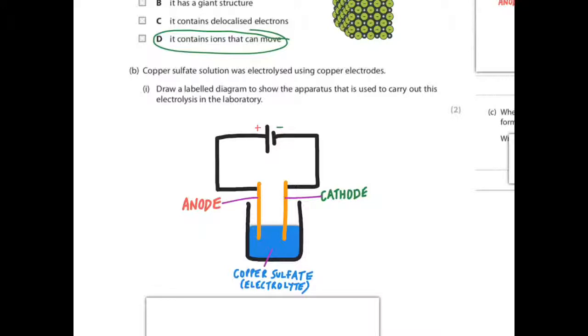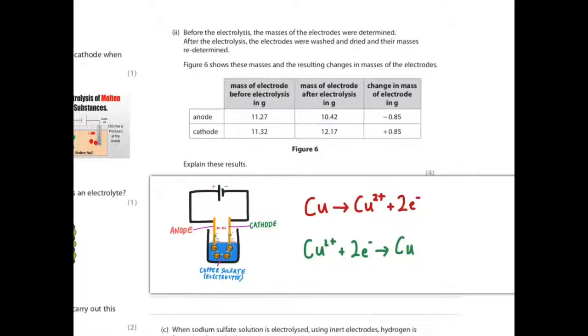You want to show the anode electrode, which is copper, and the cathode electrode, which is copper. Positive terminal would be the anode, negative terminal would be the cathode. Remember, negative catty attitude. And copper sulfate would be the electrolyte, so you put that in your beaker here. Pretty simple. Before the electrolysis, the masses of the electrodes were determined. After the electrolysis, the electrodes are washed and dried and their masses redetermined. Figure 6 shows these masses and the resulting changes in the masses of these electrodes.